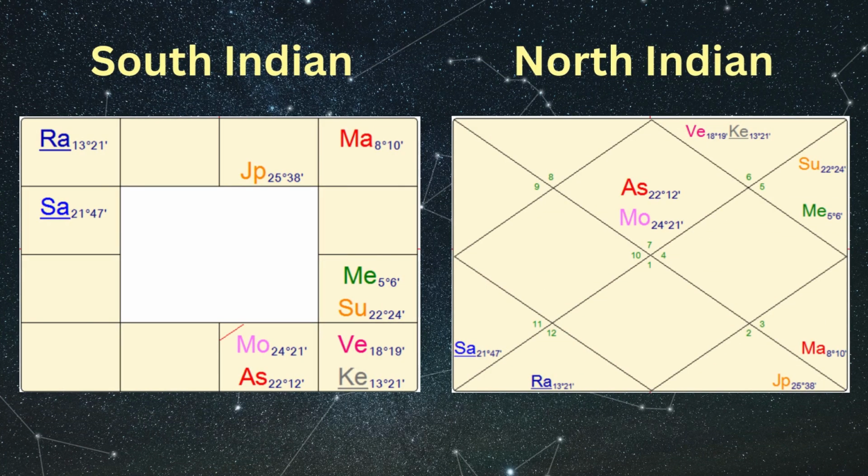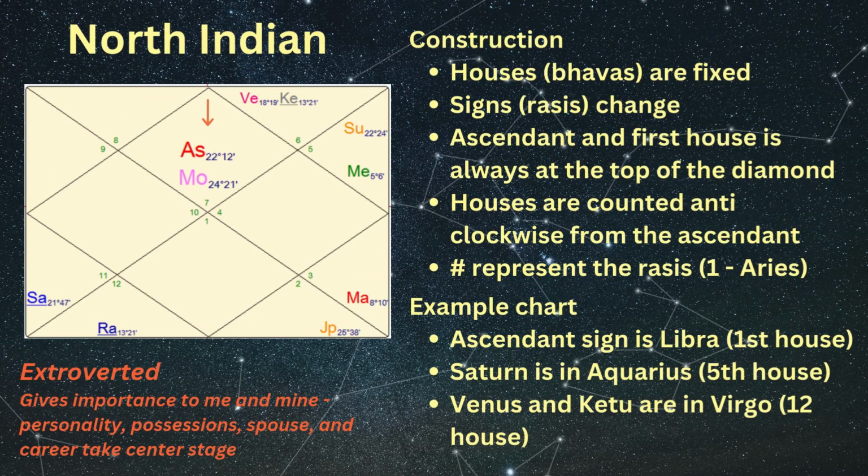Here is an example of the same chart represented in the South Indian style as well as the North Indian style. In the North Indian style, houses are fixed and signs change. The ascendant and first house is always at the top of the diamond, again marked by an arrow in the slide. Houses are counted anti-clockwise from the ascendant. The number on the chart represents the Rashi. For example, 1 represents Aries.